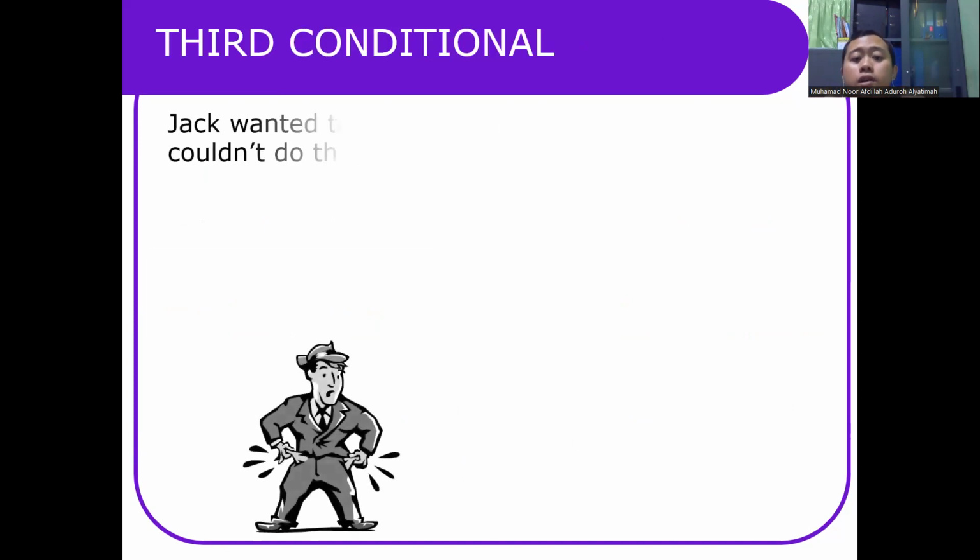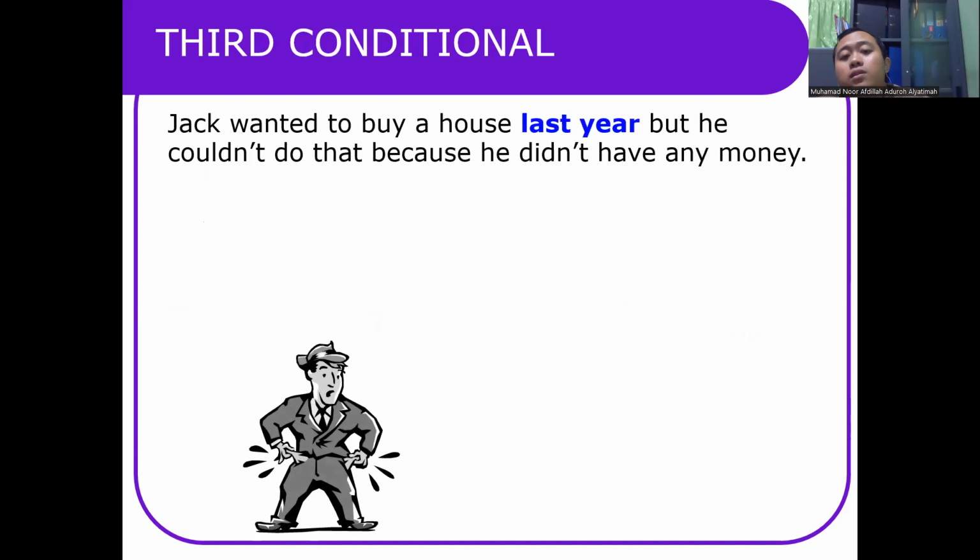I have a situation here. Jack wanted to buy a house last year, but he couldn't do that because he didn't have any money. I ask you to make conditional sentences type 3. Okay, if you're still confused, I will give you an example.